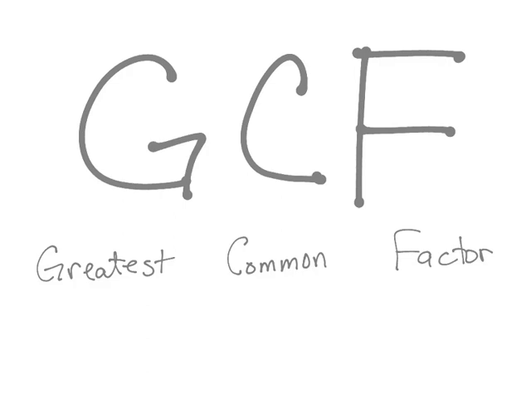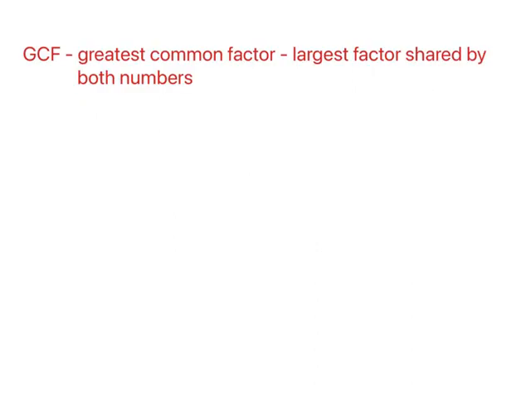The GCF, also known as the greatest common factor. So we're going to find the greatest common factor of numbers for this first part. We're going to leave variables out of this. The greatest common factor is the largest factor shared by both numbers.